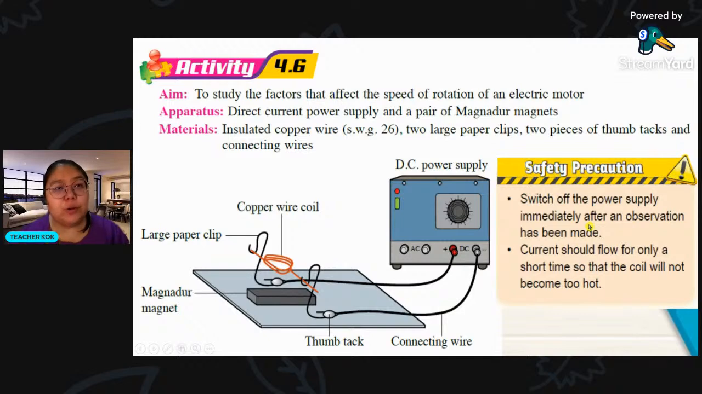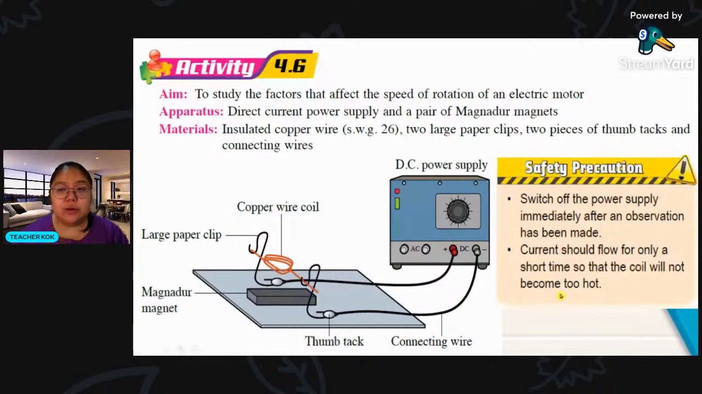Although you already see the rotation, you still keep the battery and the power supply on. Actually, that is one of the problems, because heat will keep being given to the copper wire, so it will heat up. So normally you are told to switch off. After you finish one set, you switch off. So the current will flow only for a short time, and the coil will not become too hot.